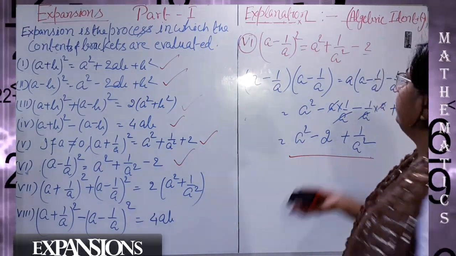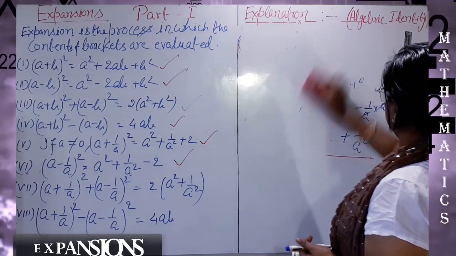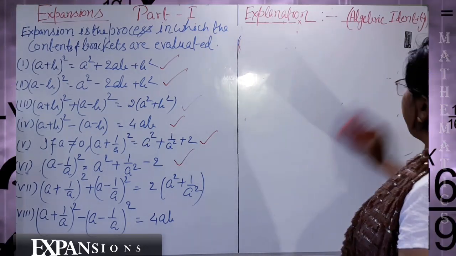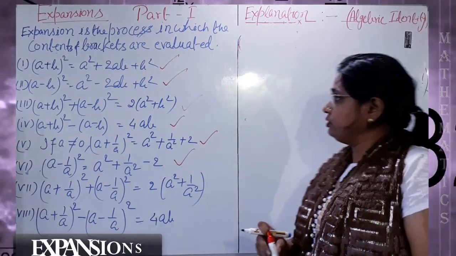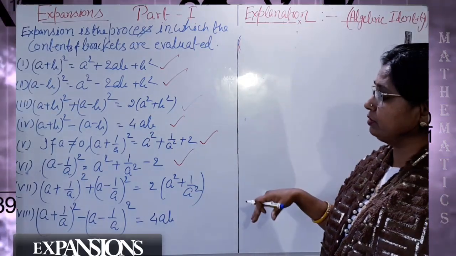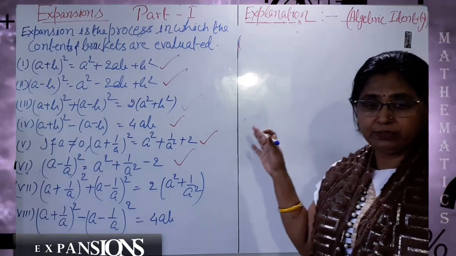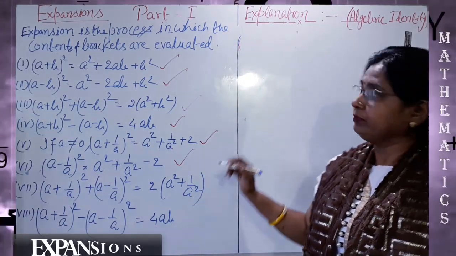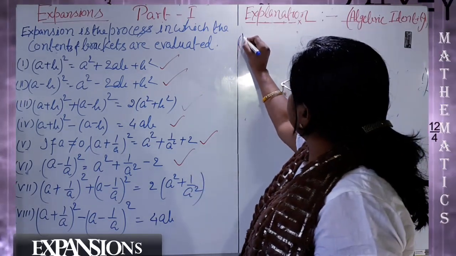Seventh number I am going to explain. Identities are very important in algebra. They are used till the last of mathematics. You have to use them every time in each branch of mathematics, wherever algebra is needed. Now, seventh number.